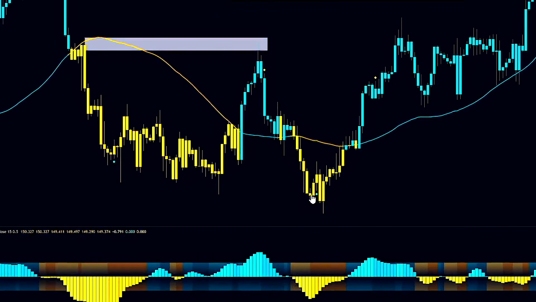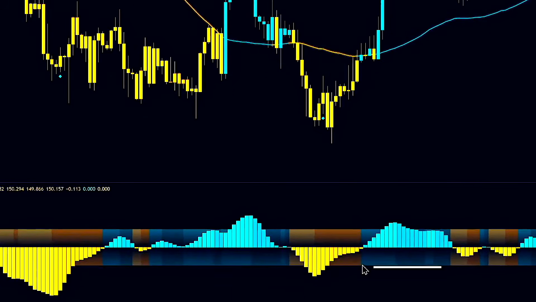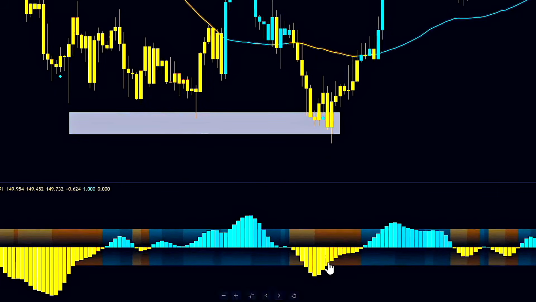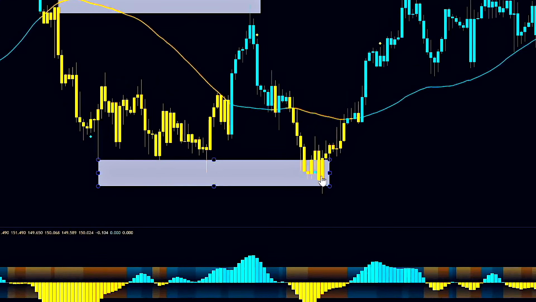The reverse applies when the market overextends to the downside. The oscillator drops below the minus 0.5 threshold, and as bearish momentum fades, you'll see the color shift from bright to dark yellow. A blue diamond popped up, signaling a potential reversal to the upside.